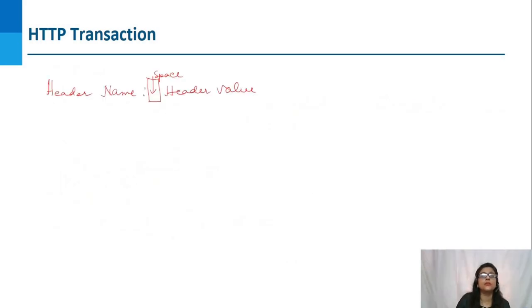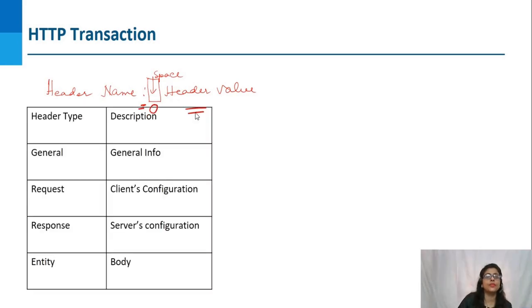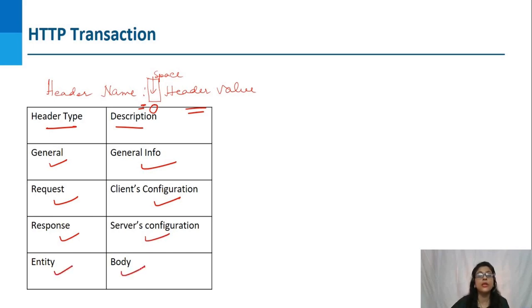So let's look at the header of HTTP. The header basically consists of the header name followed by a colon, then a space, then the header value. So what are the different types of headers that are present? Let's see here the header type and description. We can have the general type of header which gives general information about the HTTP transaction. We can have the request type of header which gives the client's configuration. Then we have the response type which gives the server's configuration. We have the entity type which gives the body of the message.